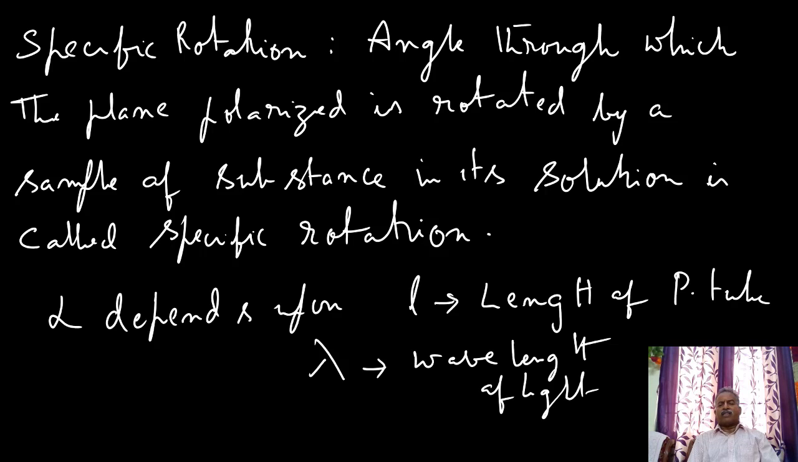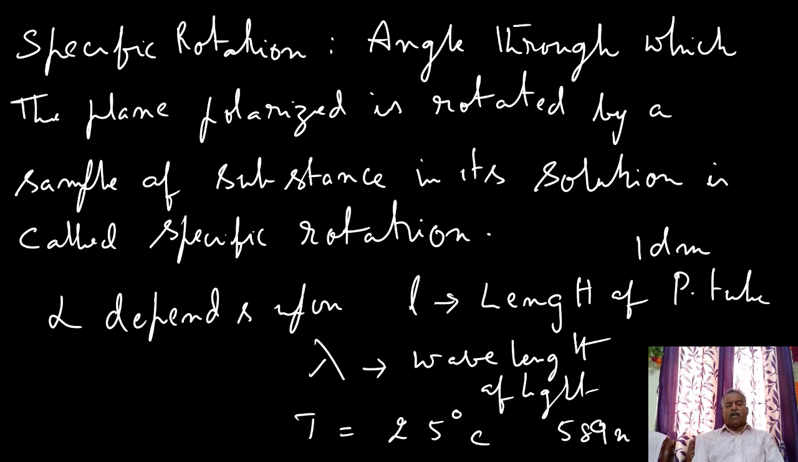This wavelength of light is generally 589 nanometers, and the polarimeter tube length is generally 1 decimeter, equal to 10 centimeters. Next one is temperature. Temperature is generally 25 degrees centigrade, and finally concentration. Concentration of the solution is 1 gram per liter. So under these conditions, whatever the angle through which the plane polarized light rotates is referred to as specific rotation.